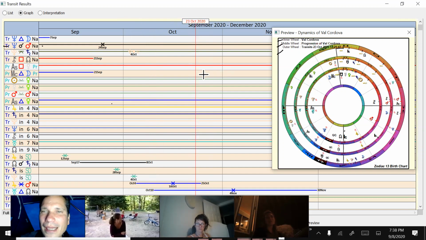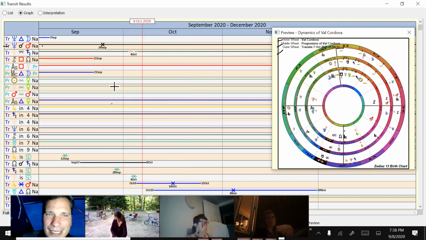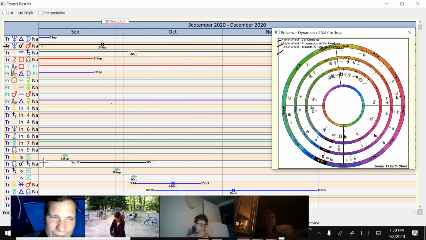Okay. Now, this is the timeline, so you can see when things start. Like right here, we have North Node conjunct Saturn, September 17th, ends October 8th. So you can see it here. You can move it along, and you can see it.